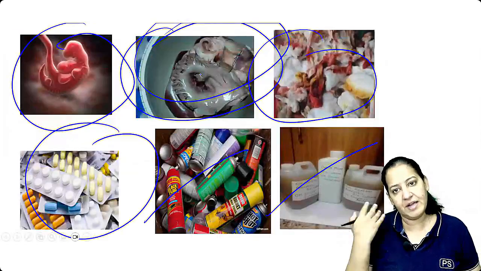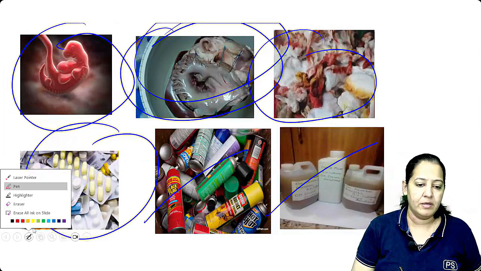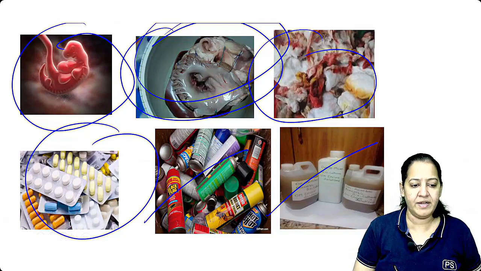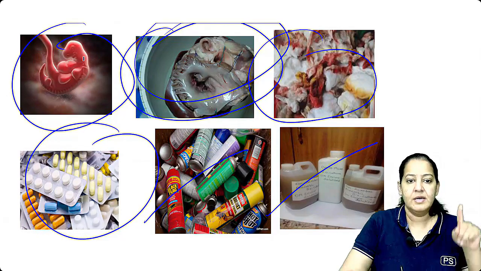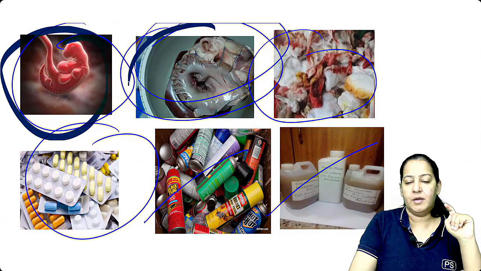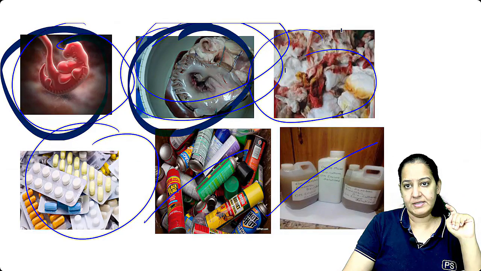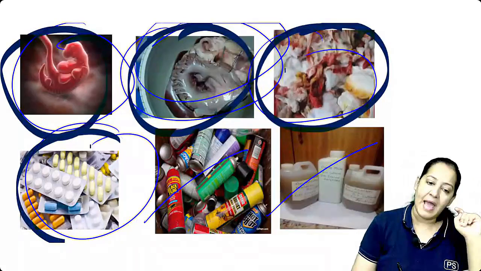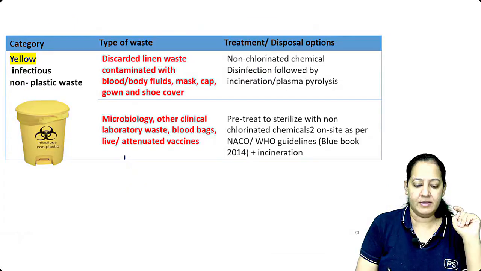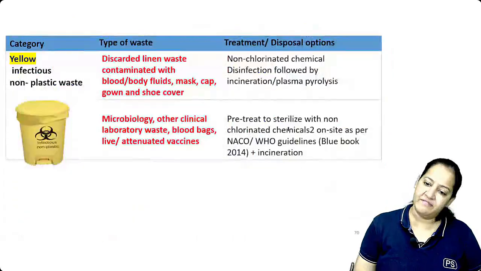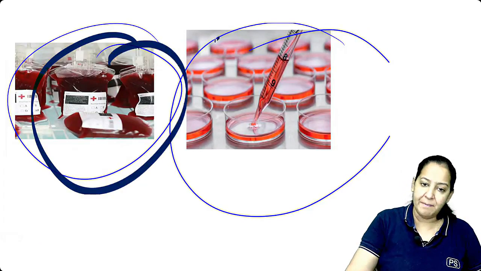Can you please enumerate yellow with me? Can anyone help me in enumerating the yellow, please? Yes. Number 1, human anatomical waste. Number 2, animal anatomical waste. Number 3, soiled waste. Number 4, expired medicines. Number 5, chemical waste, solid and liquid. Then microbiology waste and blood bank.